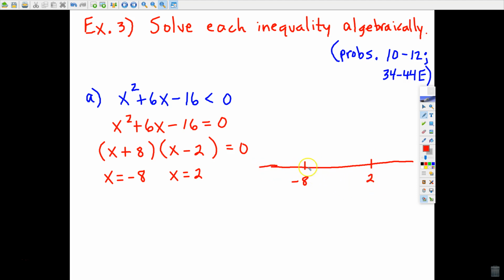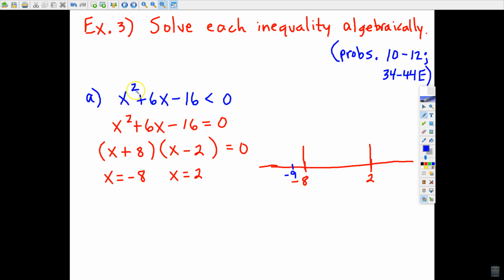And here's what we're going to do. When you solve algebraically, you find the solutions, if there are any, and then you're going to test numbers from each of these three sections. Okay, our numbers here represent a number line that's divided up into three parts. We're going to pick a number that falls in this section. Doesn't matter what it is. I typically just do the next closest thing. I'm going to pick negative 9.